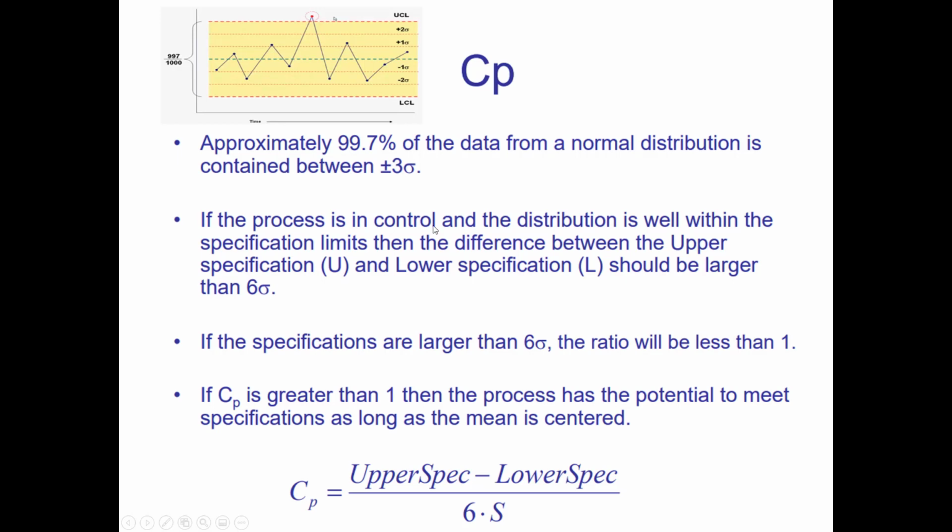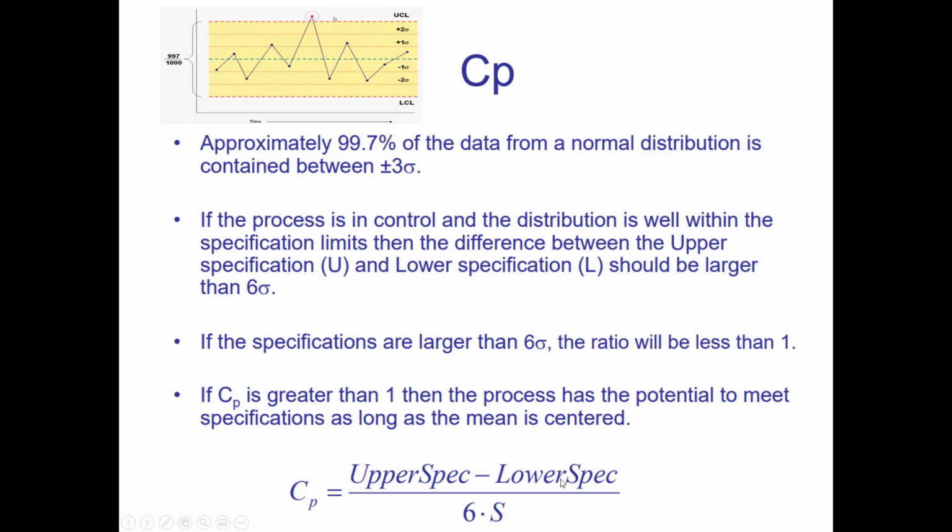If the process is in control and the distribution is well within the specification limit, then the difference between the upper specification and lower specification should be larger than 6 sigma. As we have already used in the previous lecture, this formula is upper specs minus lower specs divided by 6 standard deviation. So this is the interpretation given for this formulation.